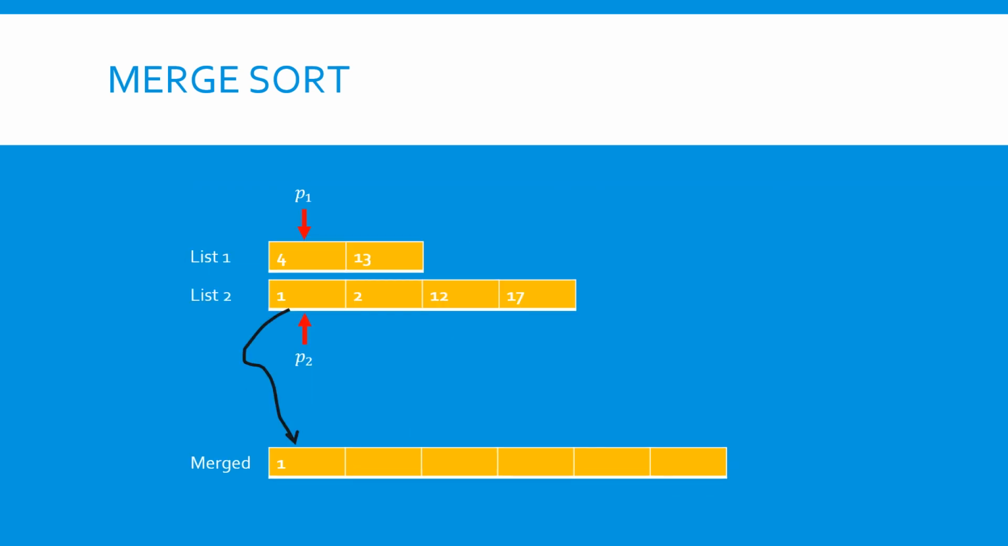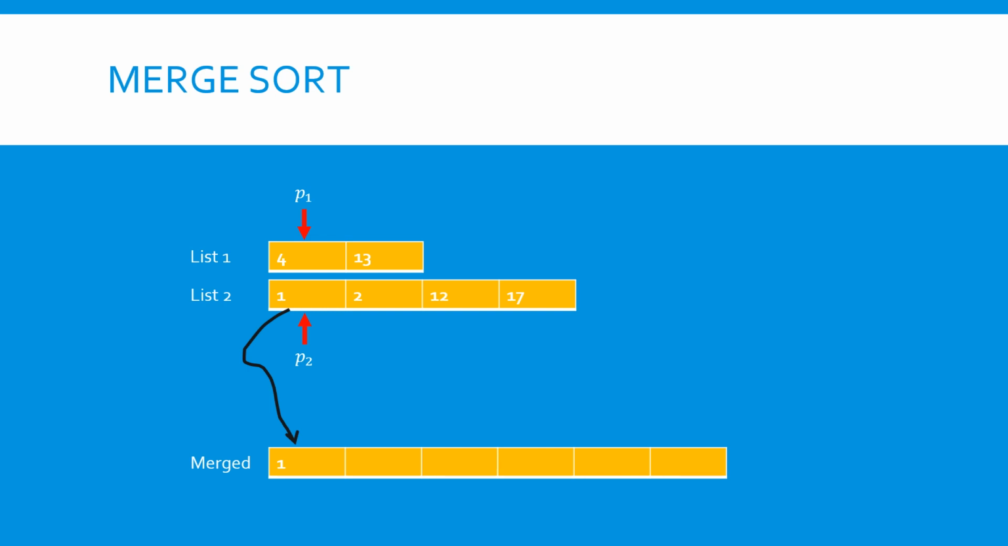The merge procedure works as follows. Given two sorted lists, list 1 and list 2, we initialize two pointers p1 and p2 pointing to their first elements respectively. We will also allocate an empty array to store the sorted elements. Now, we begin by comparing the elements that are pointed to by the pointers. When sorting in ascending order, we put the smaller element into the merged list.